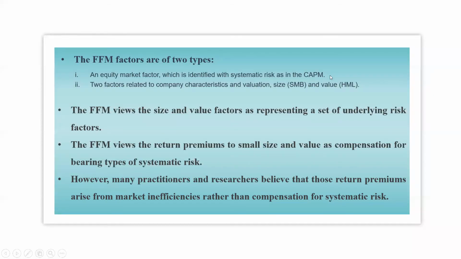There are two types of FFM factor. One is an equity market factor, which is identified with systematic risk as in the CAPM. The other types of factors are size and value, which are related to company characteristics and valuation. The FFM views the size and value factors as representing a set of underlying risk factors. It views the return premiums to small size and value as compensation for bearing types of systematic risk. However, many practitioners and researchers believe that those return premiums arise from market inefficiencies rather than compensation for systematic risk.